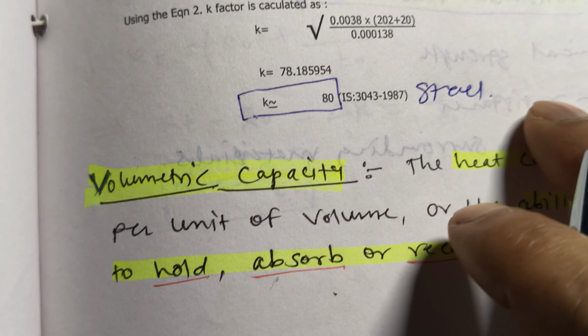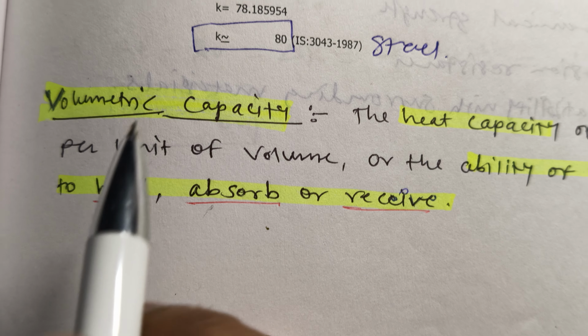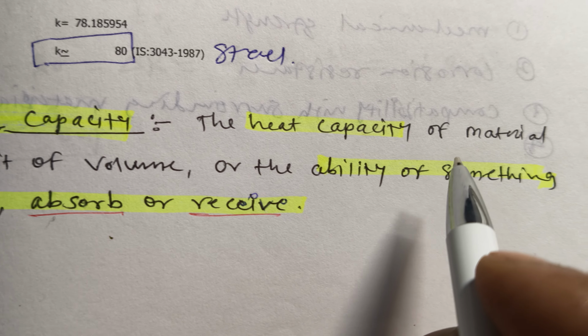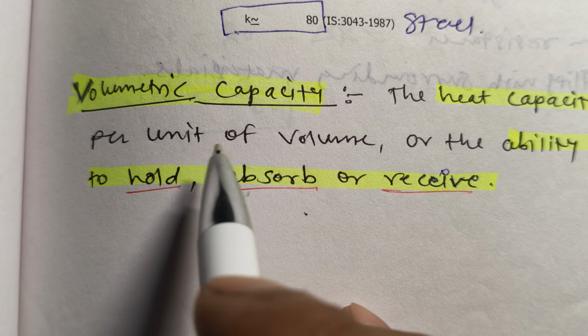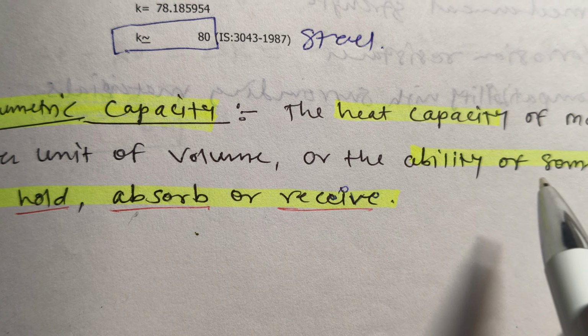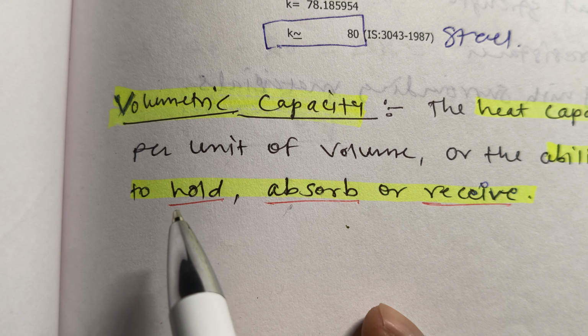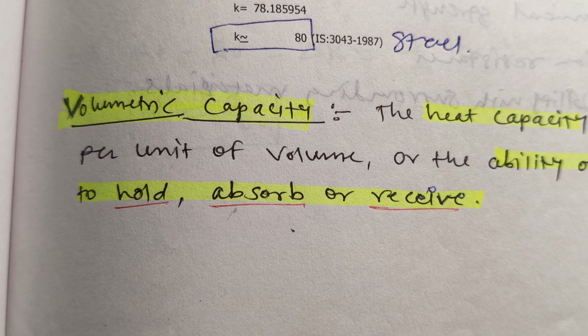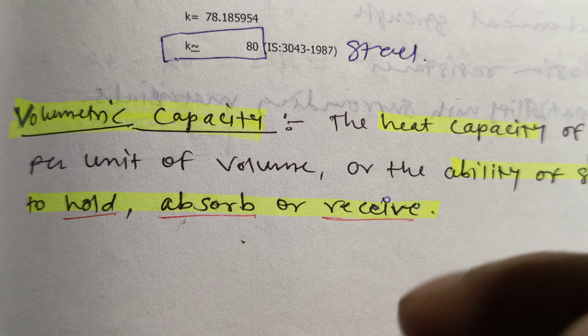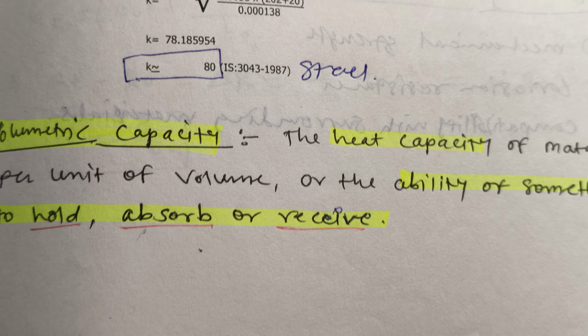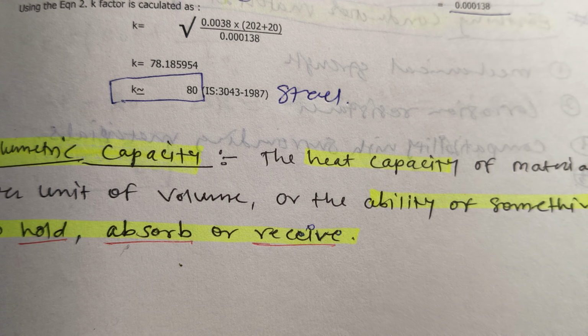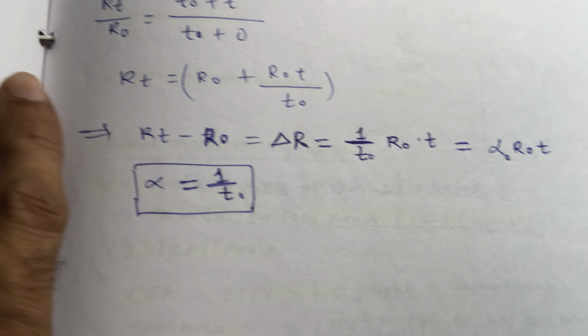Okay, so volumetric heat capacity, what is it? It is the heat capacity of the material per unit of volume, or the ability of the material to hold, absorb or receive heat. It means how much heat is withstood by the conductor without getting melted. This is the volumetric heat capacity.